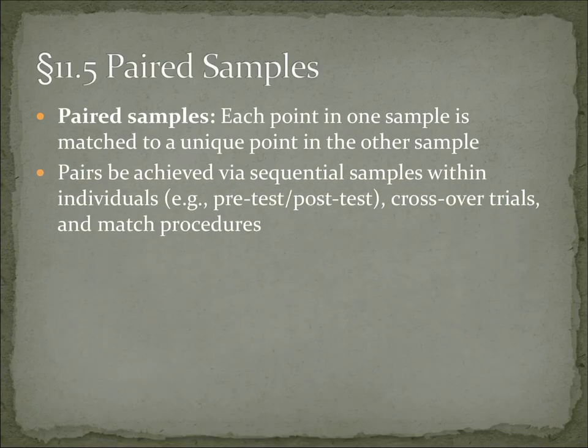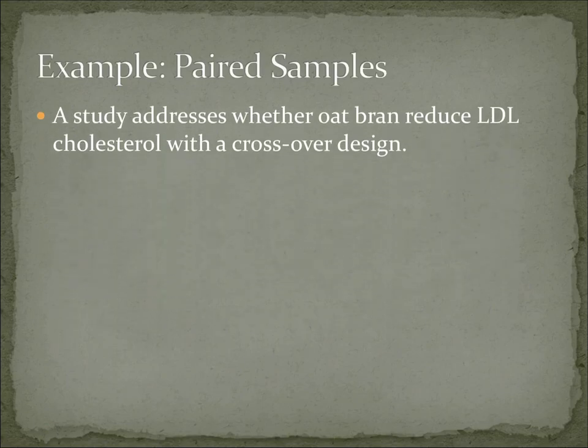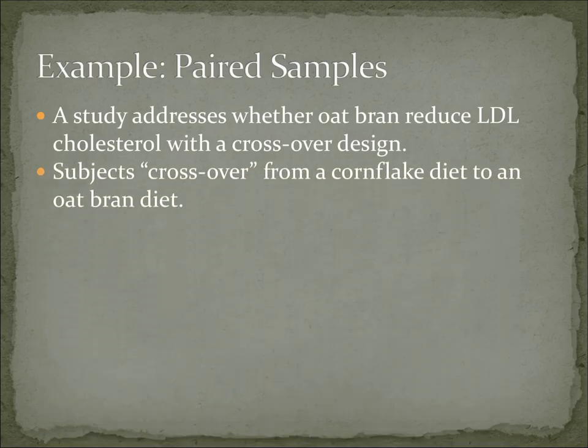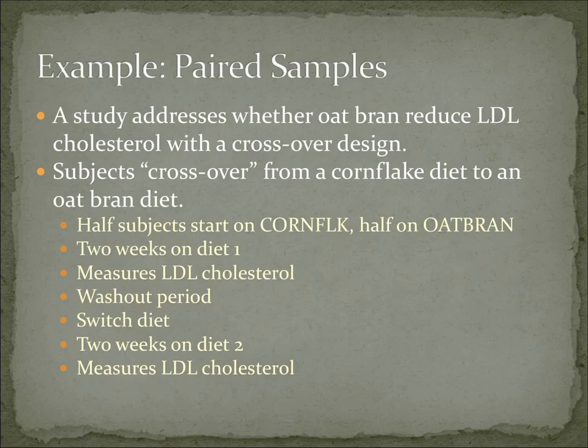Pairs can be achieved via sequential samples within the intervals, like I said, pre-post tests, crossover trials, match procedures, also called match pairs or dependent samples, right? The post-test is dependent upon a pre-test: dependent samples. So here we have an example of a study that addresses whether oat bran reduces LDL cholesterol with the crossover design. Subjects crossover from a cornflake diet to an oat bran diet.